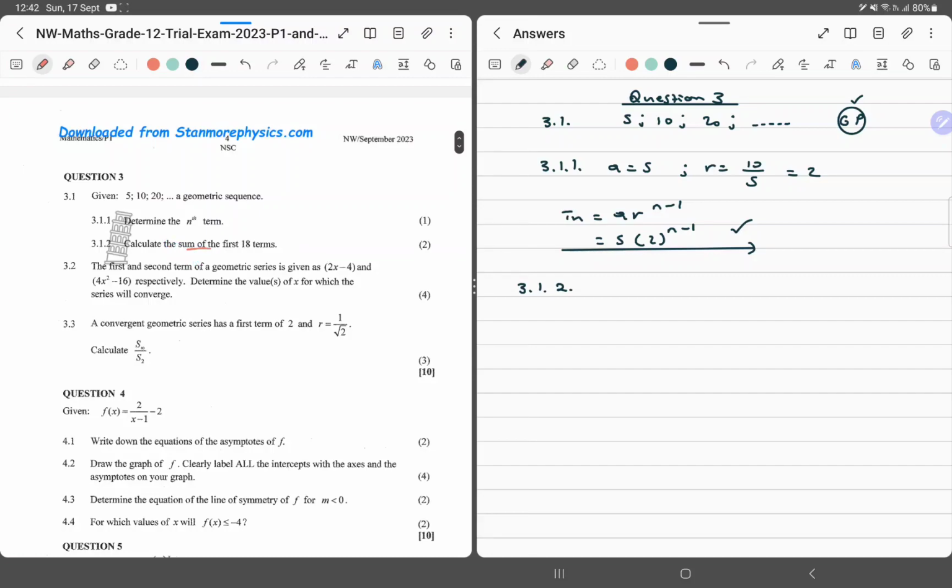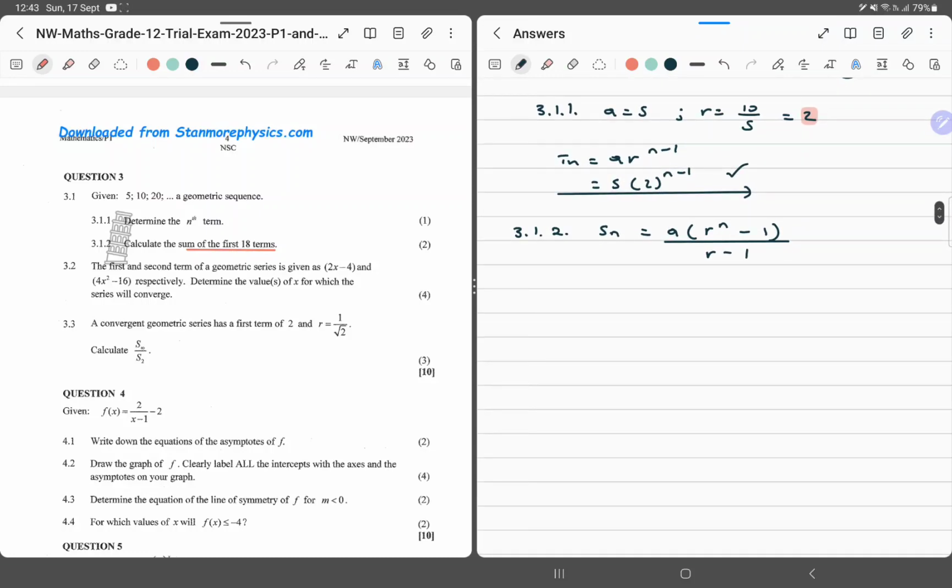It says calculate the sum of the first 18 terms. Now we know that Sn is going to be a into r to the exponent n minus 1. Why do you choose that? It's when the common ratio is greater than 1. You use this formula. When the common ratio is less than 1, you use 1 minus r to the exponent n. Either way, you will still get your answers correctly, even if you used the other formula.